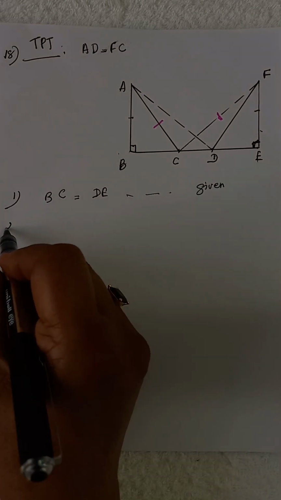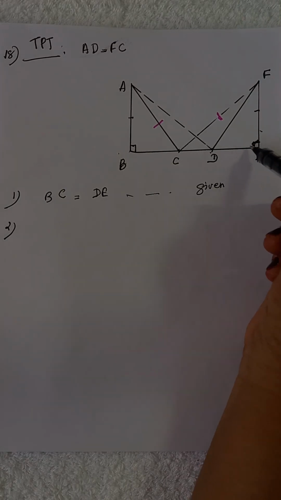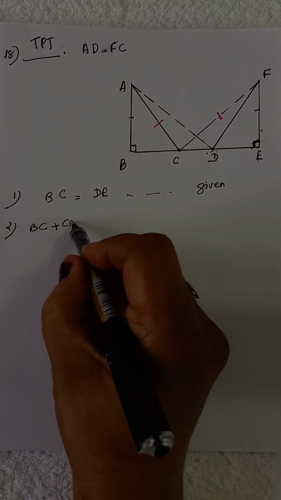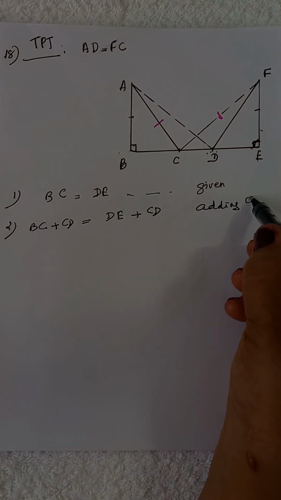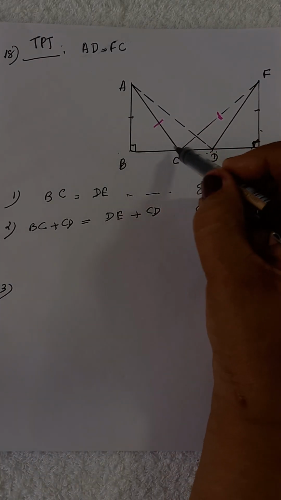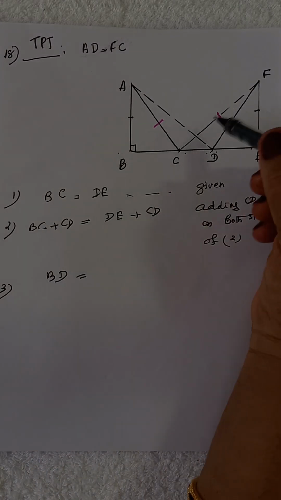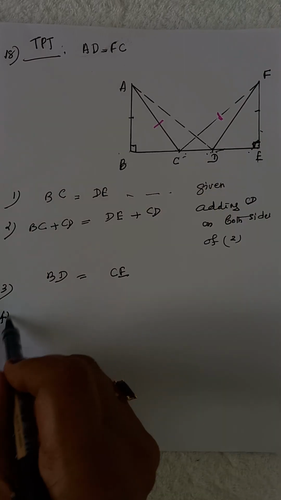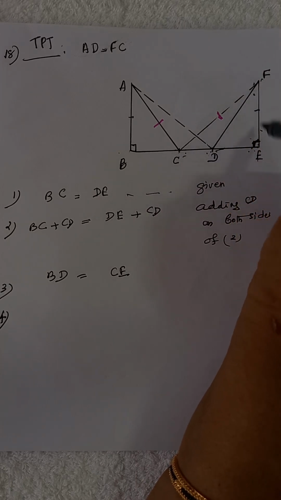That is given. Second point, this BC plus CD we can take. Then this DE plus CD we can take. So we will get BC plus CD, that is equal to DE plus CD. So that is adding CD on both sides of 2. Now third point, BC plus CD. BC, CD, that is BD. We can write BD. That is equal to DE plus CD, that is CE.